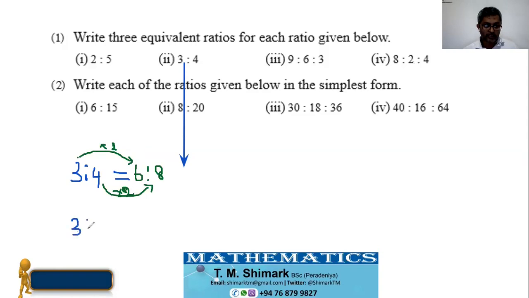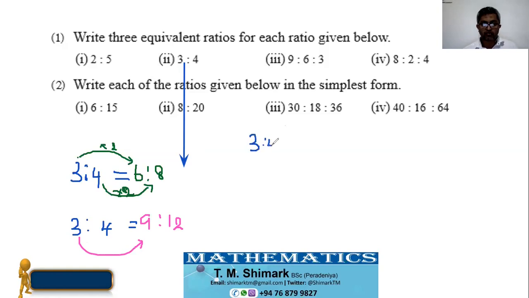So I will write another one, same thing. I will multiply this by 3, that means 9. If I multiply this by 3, I have to multiply the other one also by 3. So another one. They asked me to write down 3 equivalent fractions, so I will write another one.